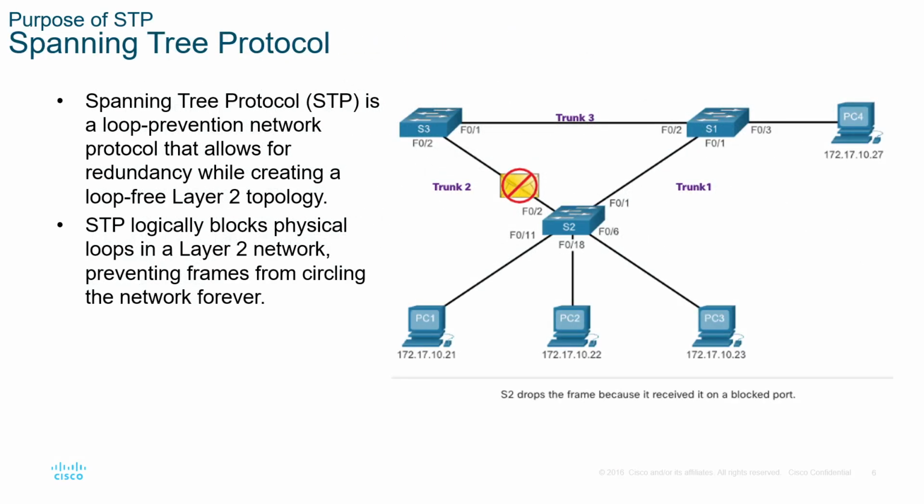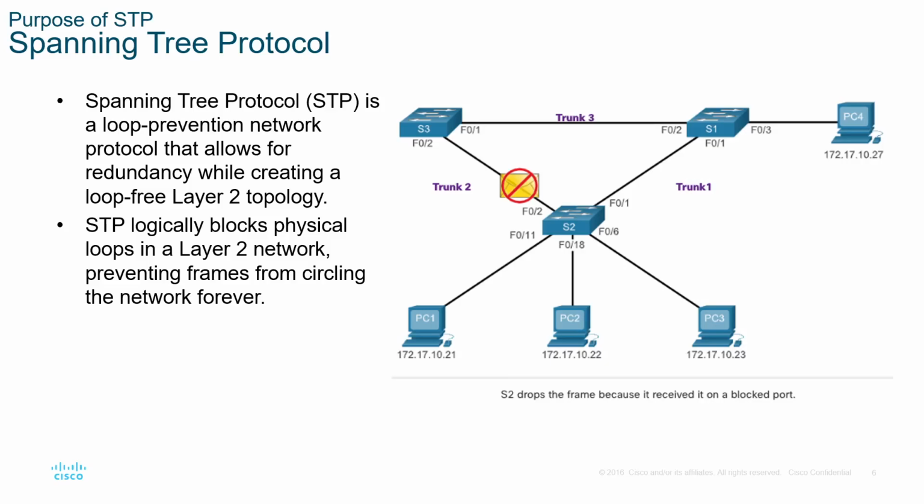The spanning tree protocol is a loop prevention network protocol that allows us to have redundancy while creating a loop-free layer 2 topology. So basically, whenever we want to create a layer 2 topology with redundant links, the most obvious solution would be to have multiple links connecting multiple switches. Now, spanning tree protocol will allow us to prevent loops that are caused by creating redundant links between different switches. STP logically blocks physical loops in a layer 2 network, preventing frames from circling the network forever.